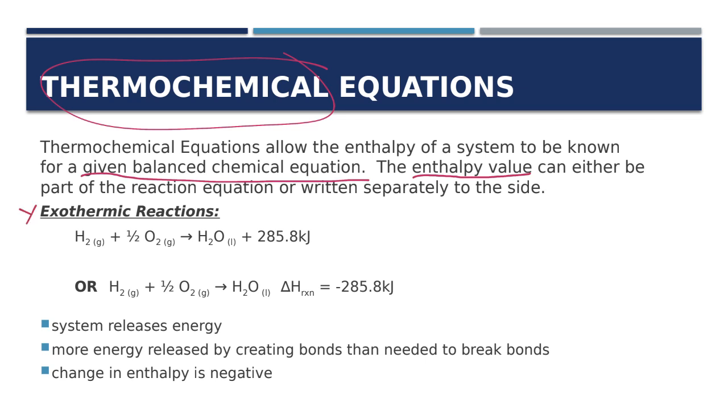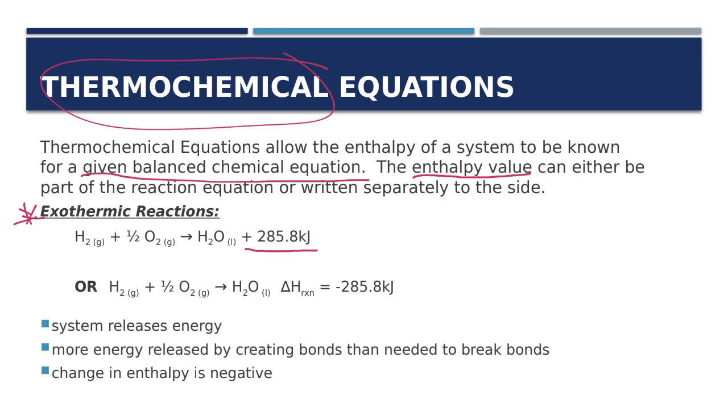So here is an example of an exothermic reaction. Remember, these are reactions where the system is releasing energy. And so you'll notice here that it's releasing 285.8 kilojoules of energy on the product side. That's telling me it's an exothermic reaction.